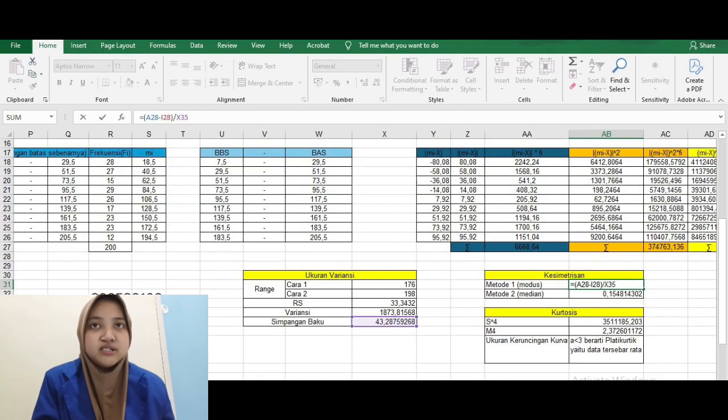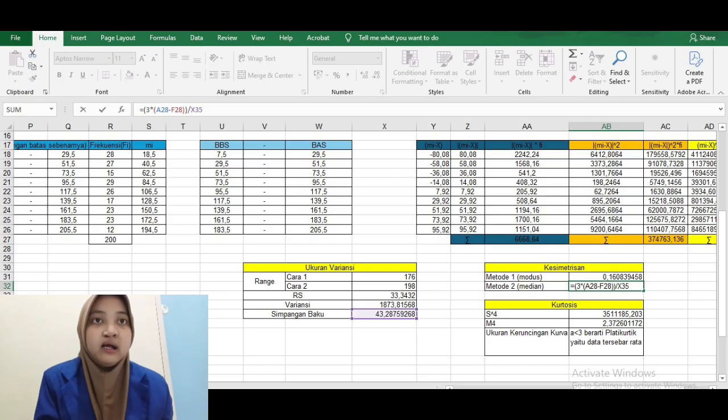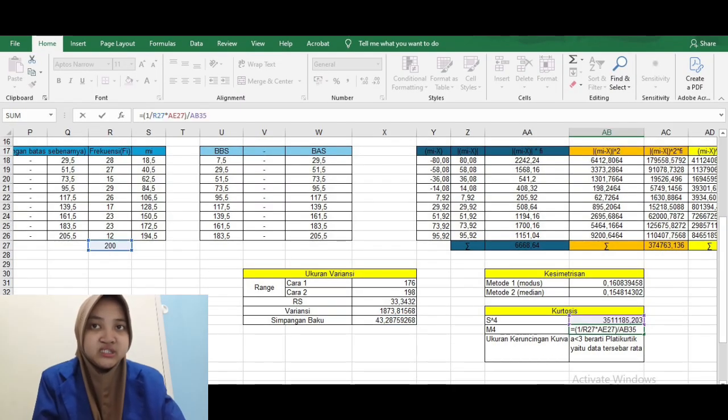Okay, last, skewness and kurtosis. Finally, we determine skewness and kurtosis. Skewness measures whether the data distribution leans to the left or right. Kurtosis measures the sharpness of the curve. The kurtosis result is 2.37. Because the value is less than 3, the distribution is classified as flatly curved, which means the data distribution is relatively flat and spread out.